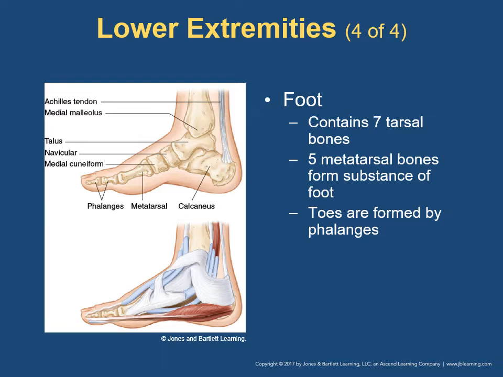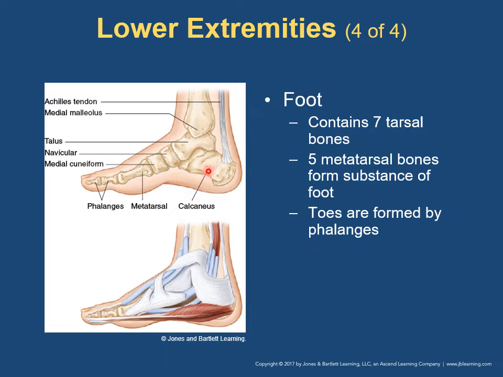So the foot, this contains 7 tarsal bones. Those are going to be located in the ankle. Then you have the talus and the calcaneus. Those are the largest bones. So the talus is here. If you look on the outside of your ankle, that ball that you see on the outside, that is the talus. The calcaneus here is going to be your heel.